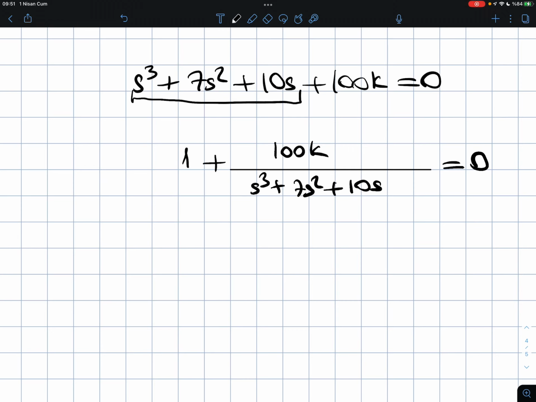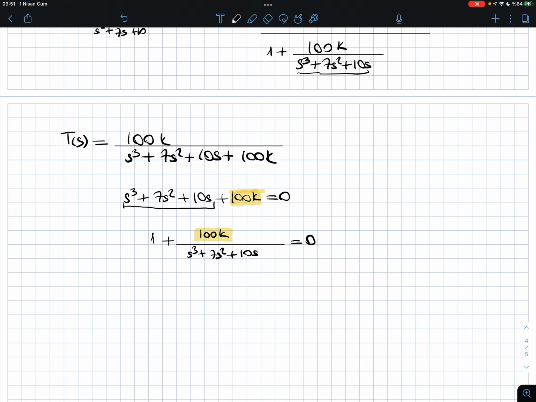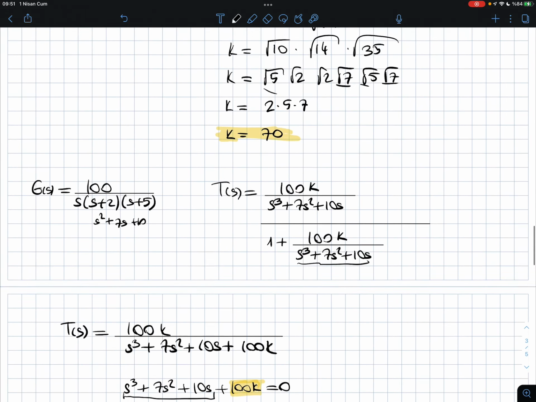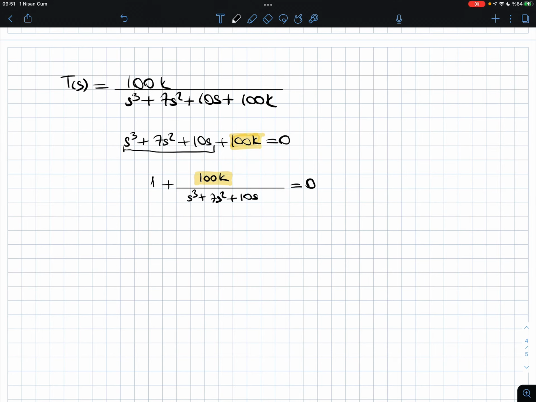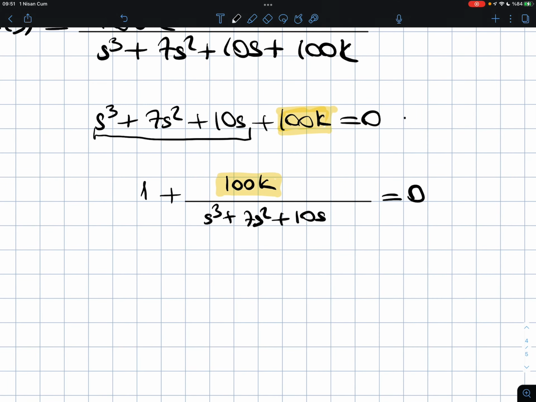But here, this term 100k is important. Because if we use the root locus gain condition and calculate a certain k value, it will correspond to this 100k here. Because we have a system, the open loop gain, times the gain of the controller. They together should be equal to 70. So, as a good practice, you can look for this format here. It doesn't matter which one you prefer, you can choose the first one or the second one. So choose one of these formats and look for the gain value here, 100k.